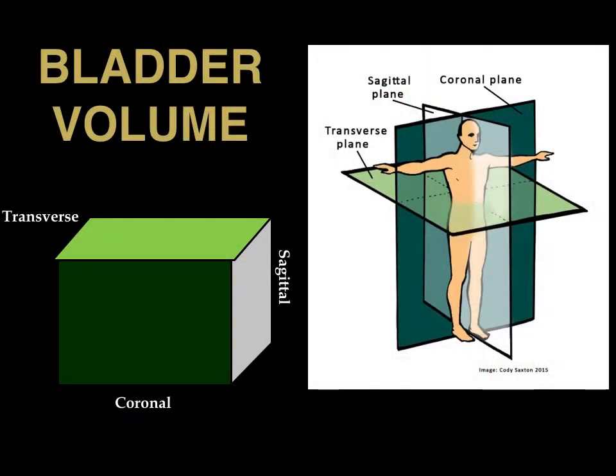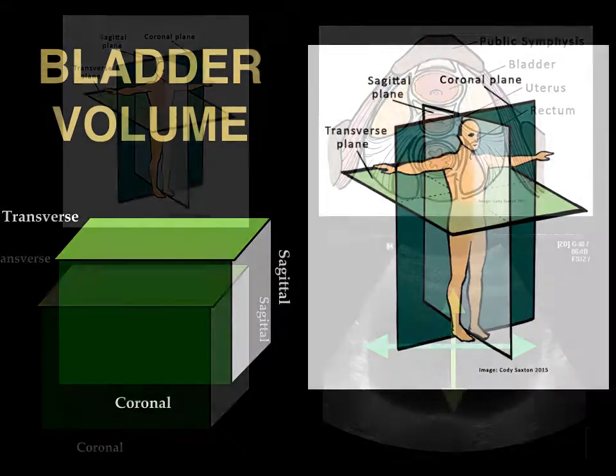Now that you are familiar with both views of the bladder, let's move on to bladder volume. Ideally, you should look to measure the bladder volume pre and post void. As a rule of thumb, the bladder should empty to approximately 10% of the pre-void volume. Most machines will have a bladder volume calculation tool. Once you input the three-dimensional measurements, the machine will calculate the volume for you.